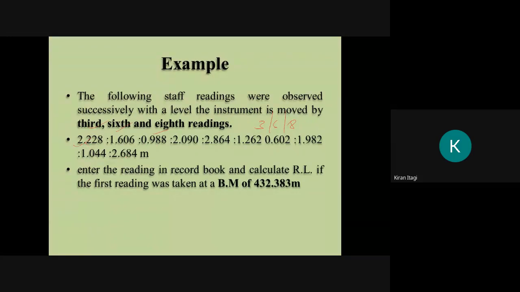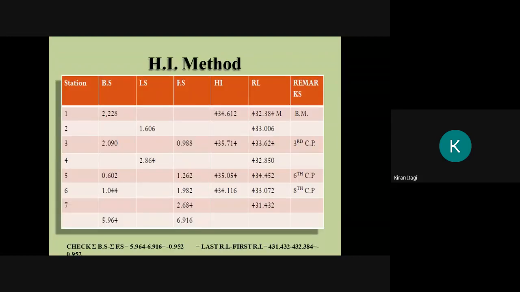So first reading, it is 2.288. Write it in the back side. Okay, the first reading will be in the back side, 2.288. Okay, there are up to 3 decimals and never round it up. Then second reading is there. How much is it? 1.606. Write in the intermediate side.